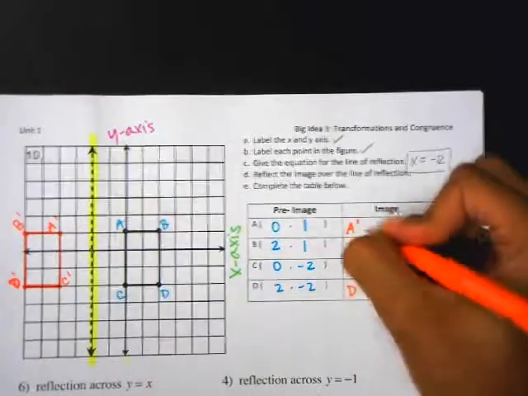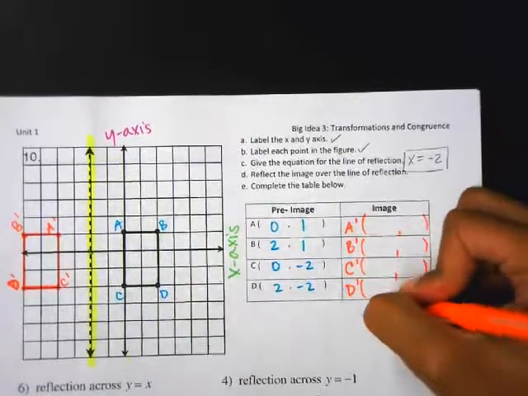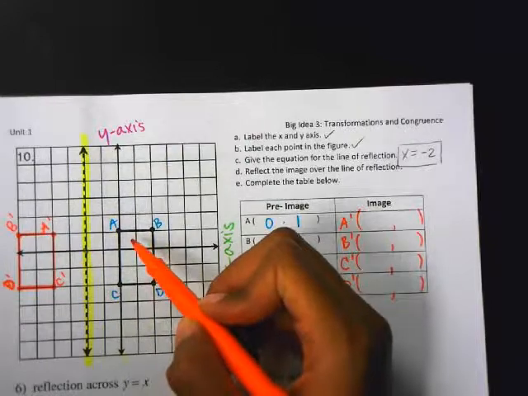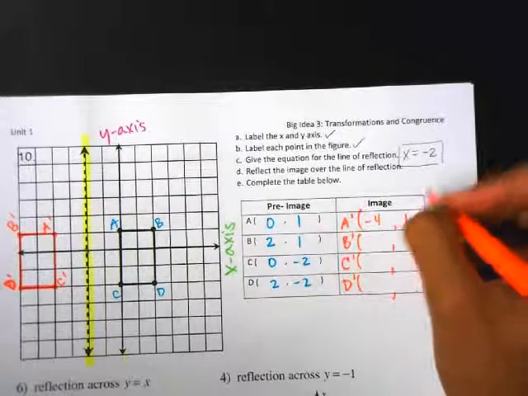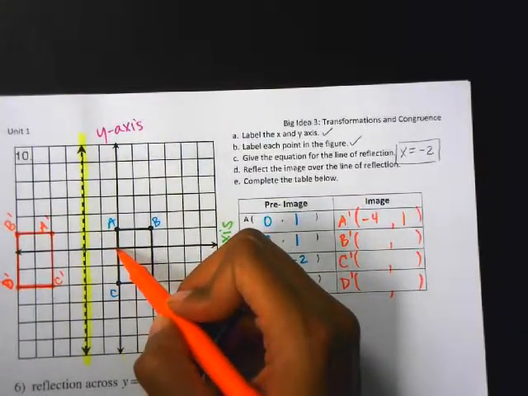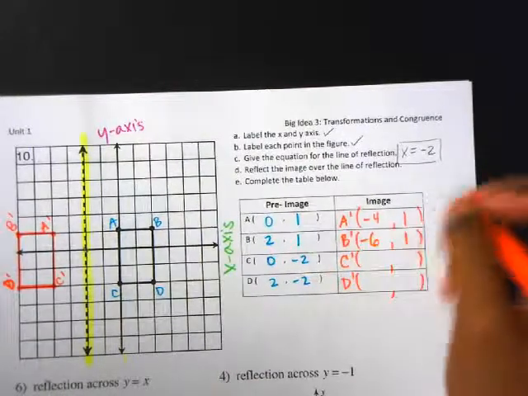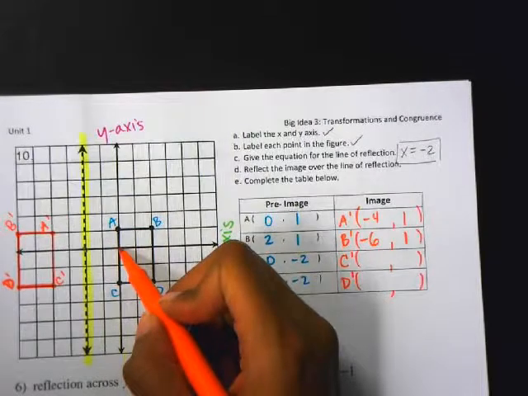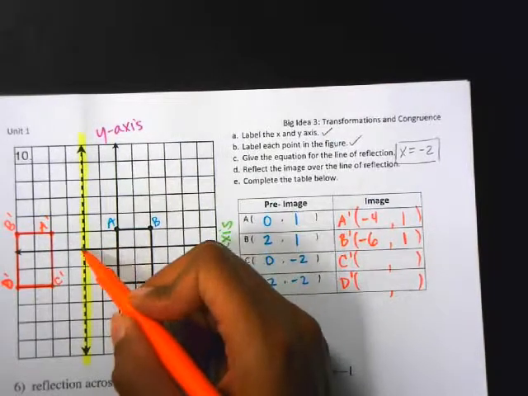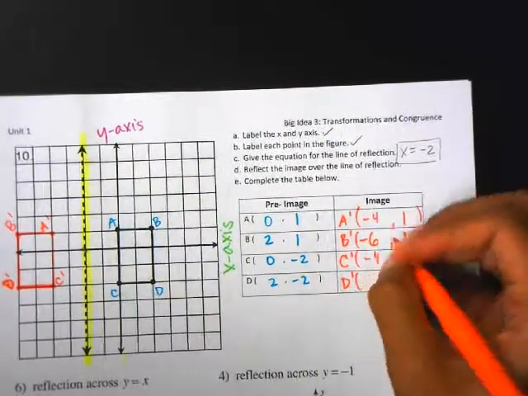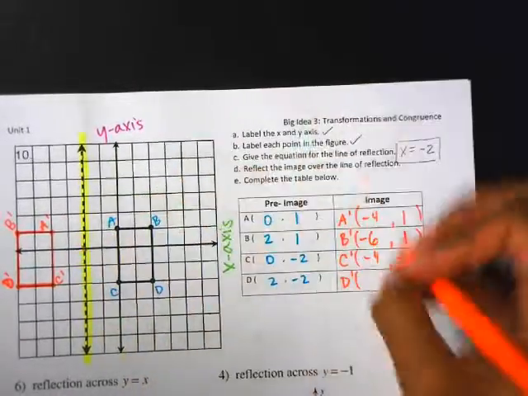Alright, A prime is at 1, 2, 3, 4, so (-4, 1). B prime is at 1, 2, 3, 4, 5, 6, so (-6, 1). C prime is at 1, 2, 3, 4, so (-4, -2). And D prime is at (-6, -2). Okay? So that should be your answer and the way your picture should look for that problem.